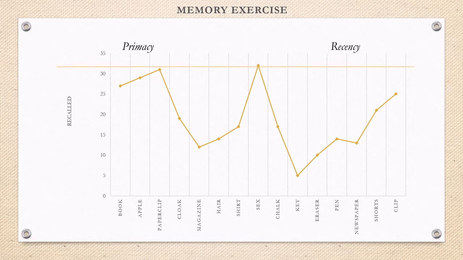And we call this first set that we remember at the beginning of a list the primacy effect. Those at the end are the recency effect. And you can think about recency in terms of the most recent words that you heard. And then the novelty effect. Words that stand out, that are different from the rest of the group.